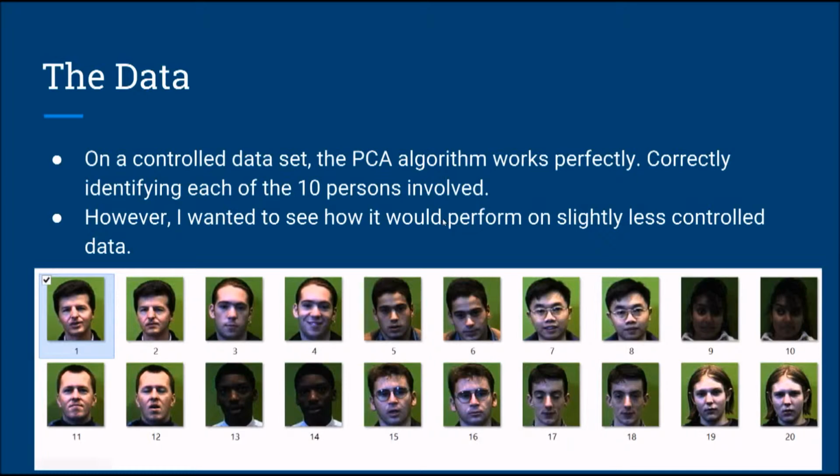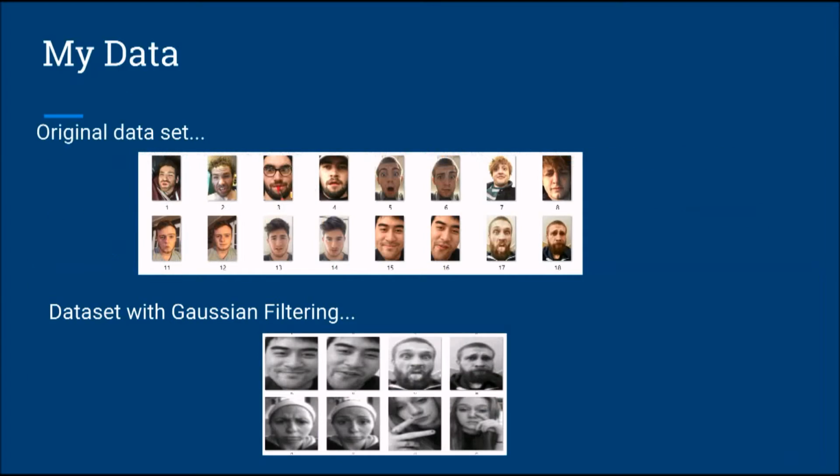But what happens when you get a slightly less controlled data set? So what I did is I asked 12 of my friends to send me 3 pictures of themselves: 2 for the training data set and 1 for the test. I'll show you a snippet of that. You'll see this is slightly less controlled. The orientation is different. He's wearing a hat here. The angle is different. The lighting's different.